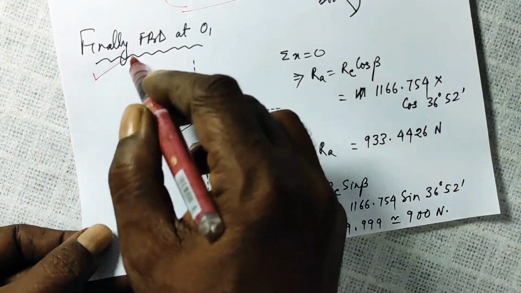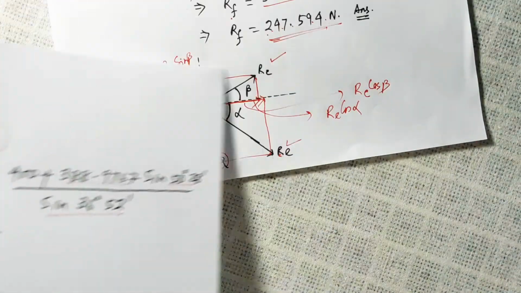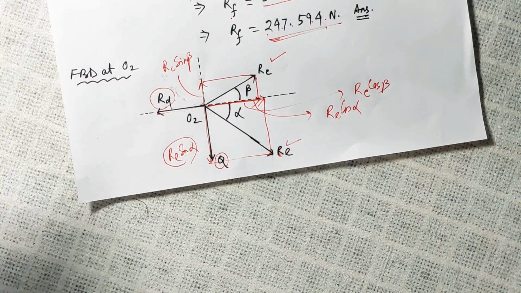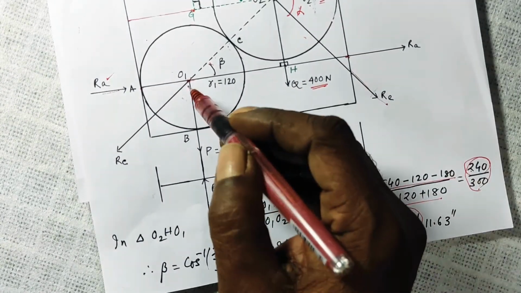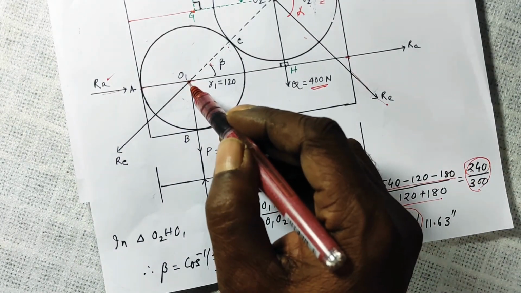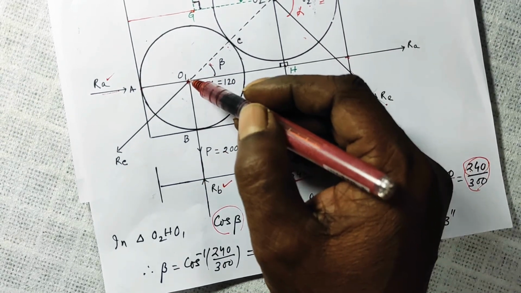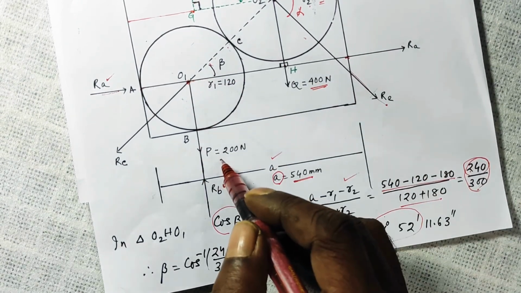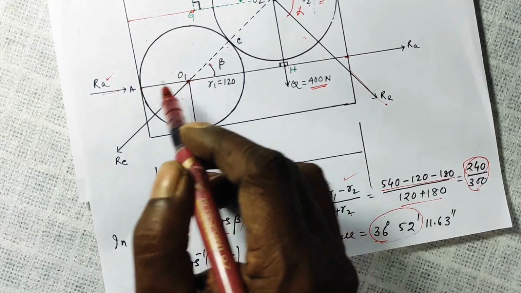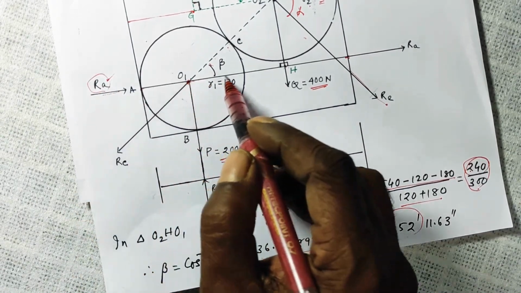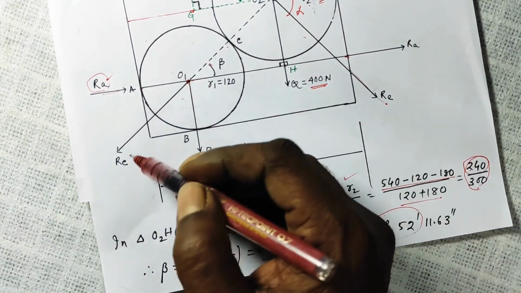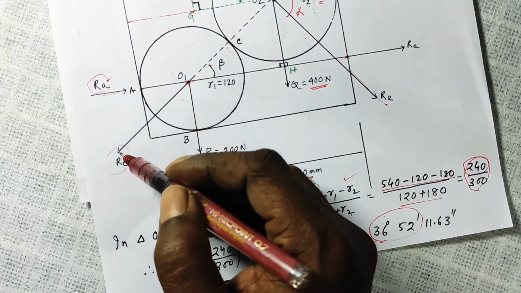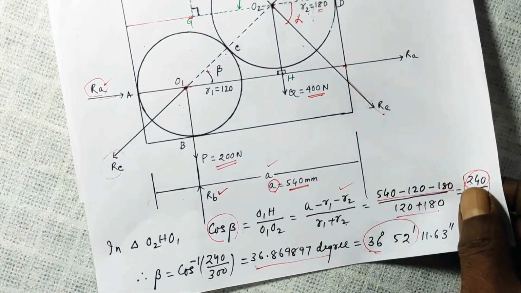And finally, the free body diagram at O1. And where is O1? That is the center of the first cylinder. Here its weight is acting vertically downward, that is 200 Newton. From this point, this RA is pointing to this side, and from this point your RC is pointing to this side.